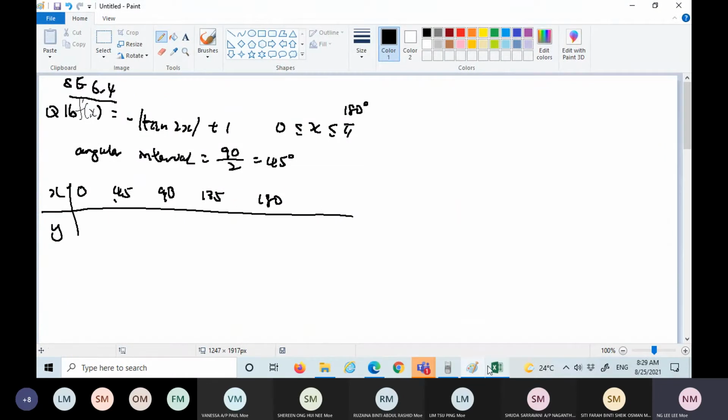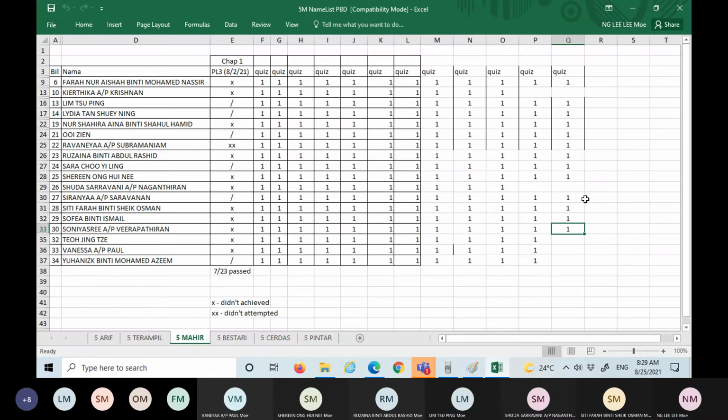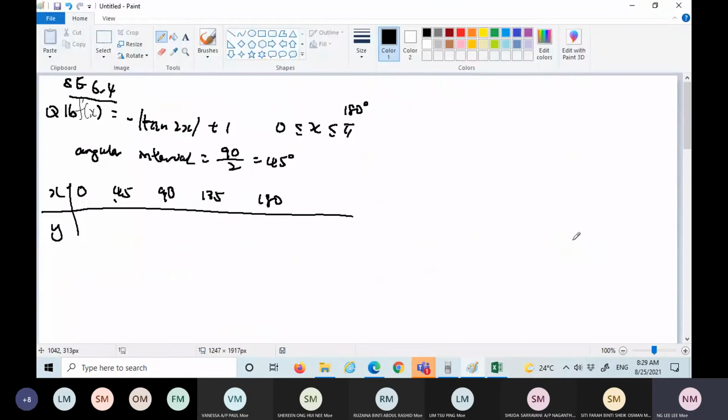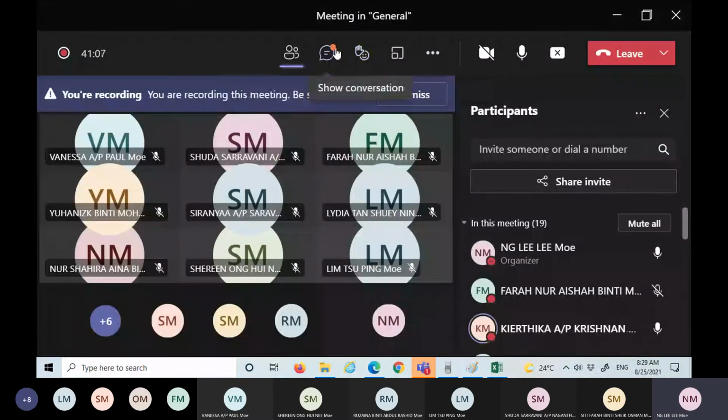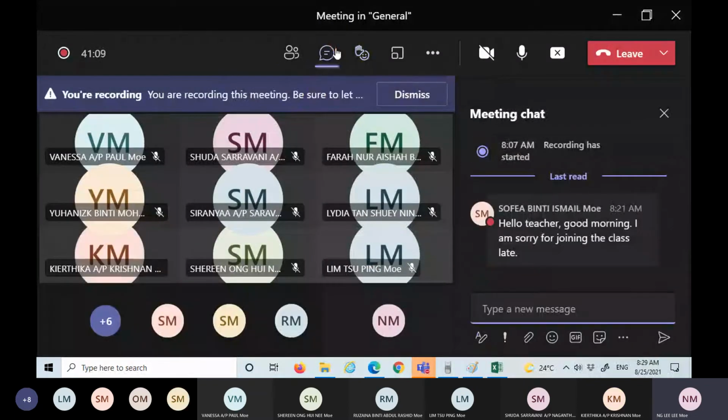Okay, and then who is the next one? Okay, Theo, you give me the last one, 180. Kritika and Suda know how to do or not? Wait, teacher, I doing. Use your calculator. Okay, it's okay, Sophia, as long as you join.